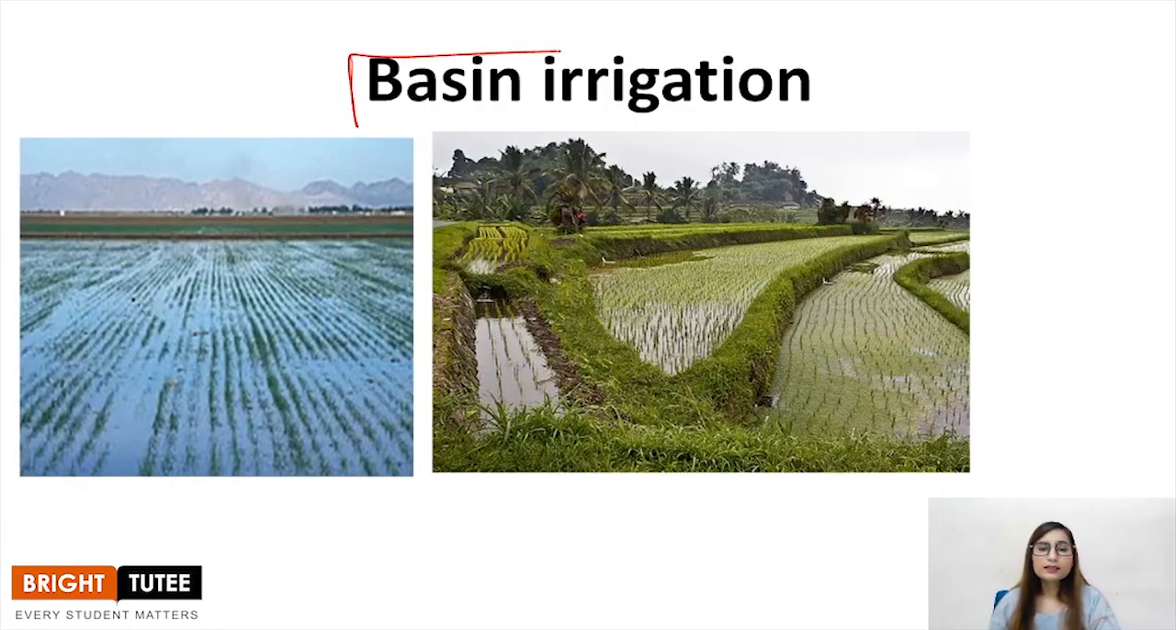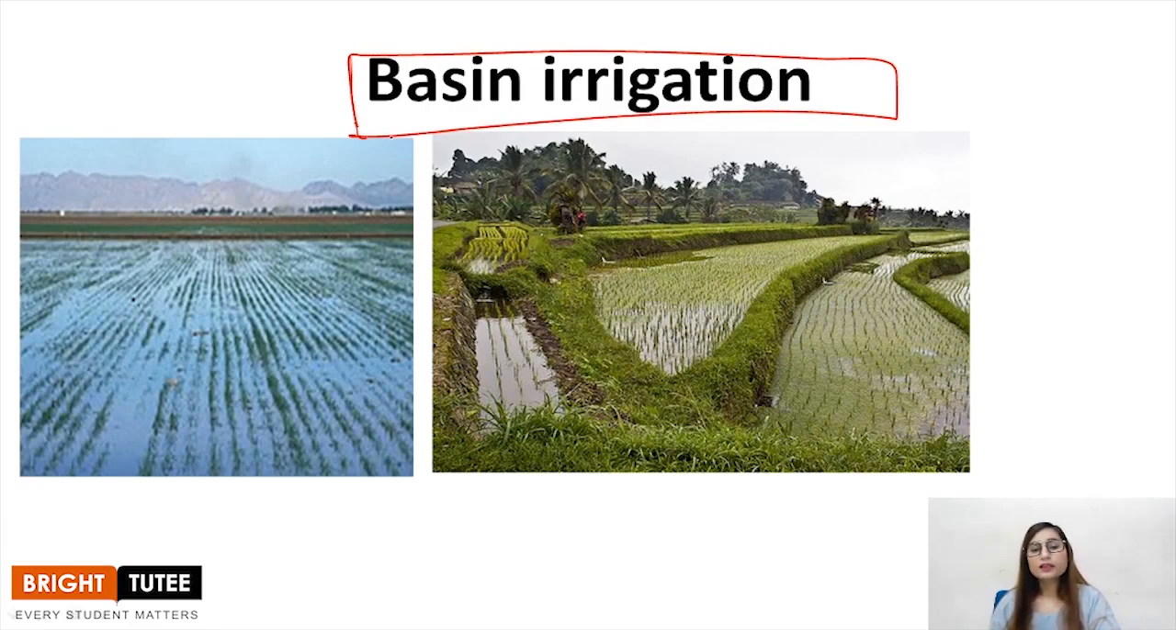Last is basin irrigation. What is basin irrigation? As you can see in this picture, the whole field has been filled with water, right? The whole field has been filled. Basically, the whole field is now known as a basin because it contains a lot of water. Now, here the crops require even more water than the plants which are requiring furrow irrigation. So, in this kind of irrigation, the whole field is filled with water with different pipelines. So, this is basin irrigation, right?